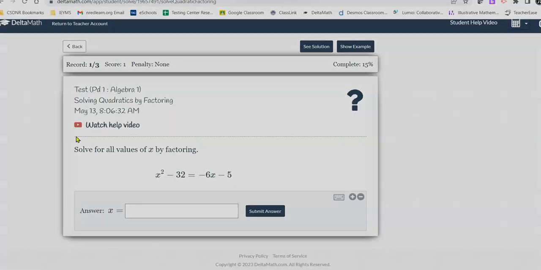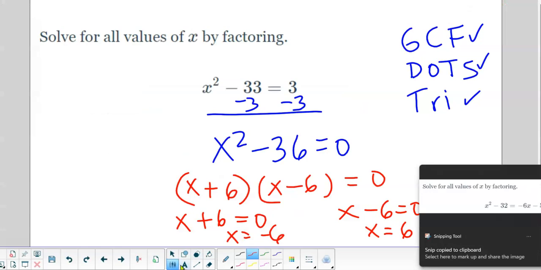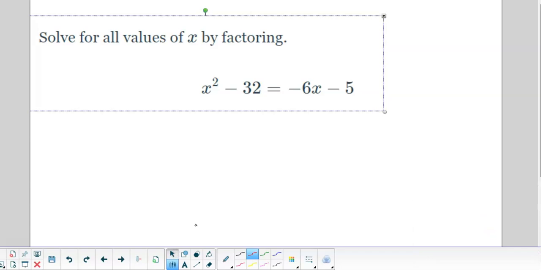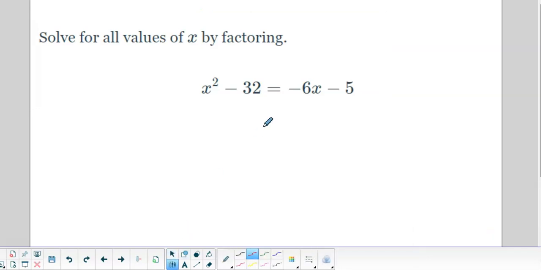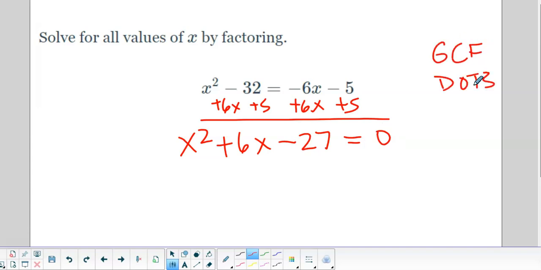Alright, this one looks like it might start as a trinomial here, so I'm going to take a look. Screenshot it. Let's see. I'm going to add 6x to both sides. I'm going to add 5 to both sides. That's going to give me x squared plus 6x minus 27. Okay, so there's no GCF. This is definitely not a difference of 2 squares.